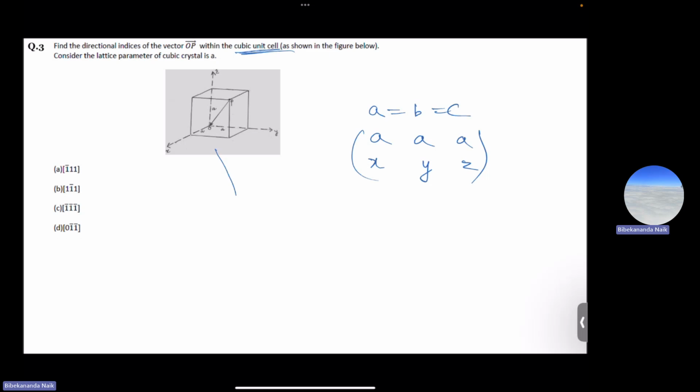And if you see the picture clearly, the arrow is like this. This is P and this is O. So we need to find the direction of OP vector, means the direction will be like this towards the origin. So you need to find the correct directional indices. This is an interesting question. So I will give you a few minutes to try this question and then we will discuss.